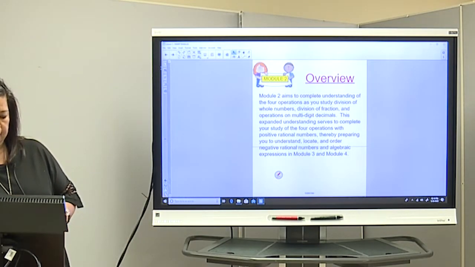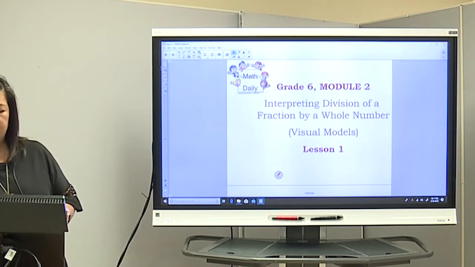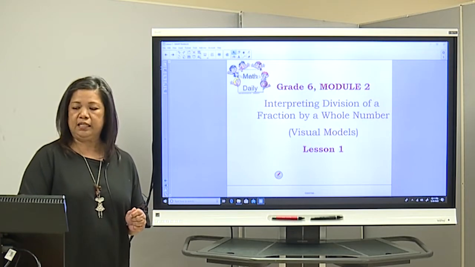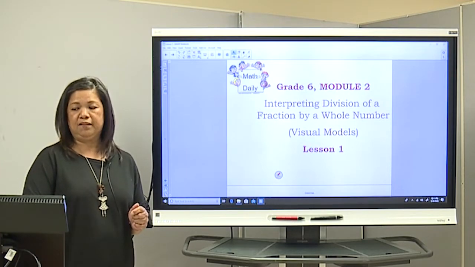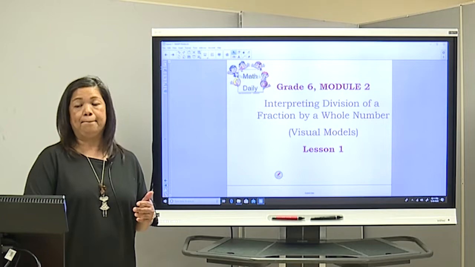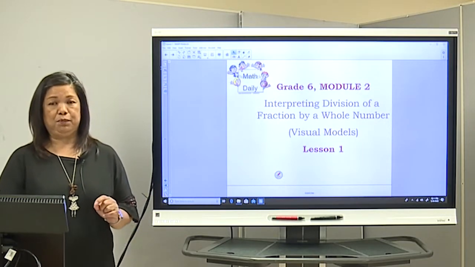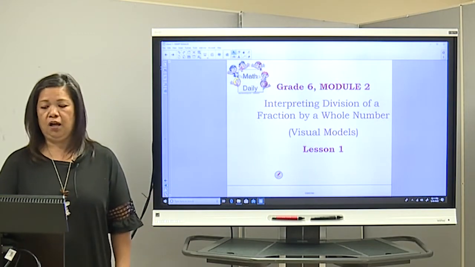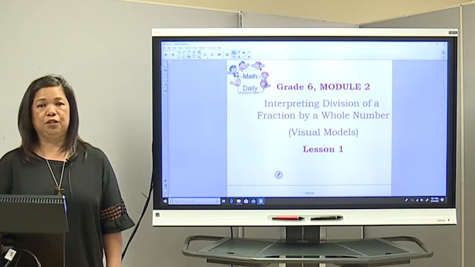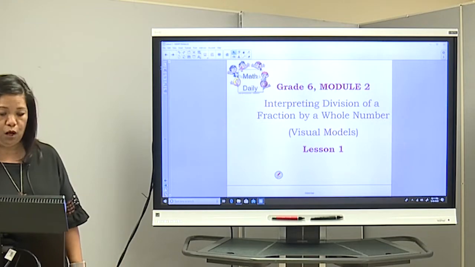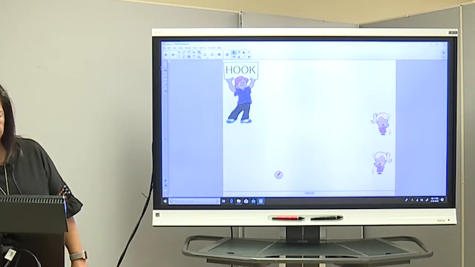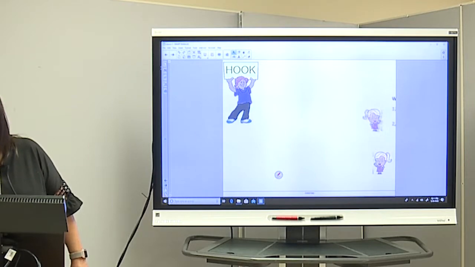So let's begin with Lesson 1 of Module 2. In this lesson, we are going to interpret division of a fraction by a whole number. Let me repeat. We are going to learn how to interpret division of a fraction by a whole number, and we are going to use models as well to better understand this lesson.